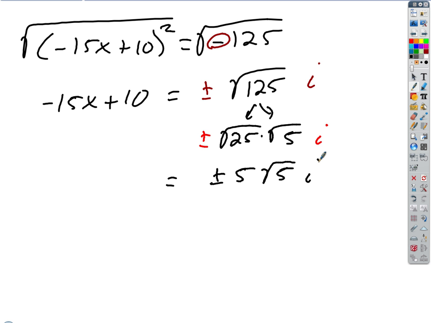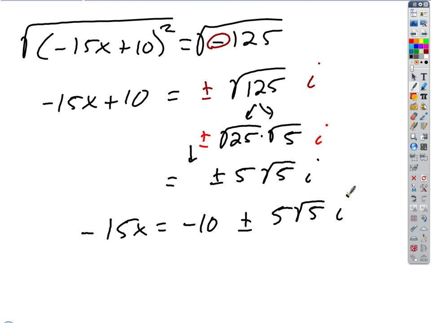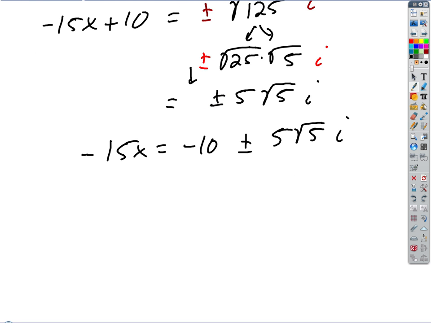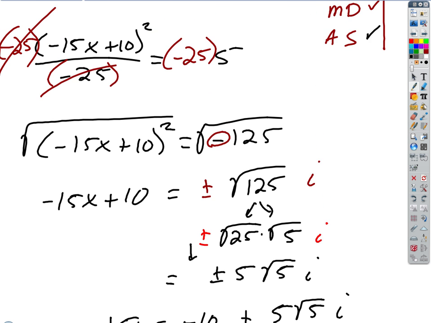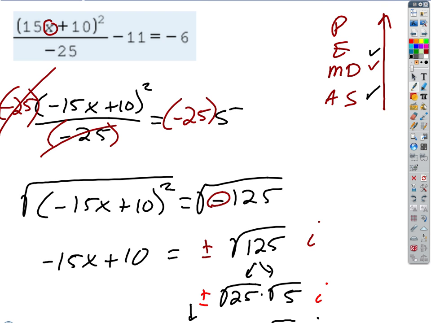Okay, good. We're going to subtract 10 or add negative 10, same thing. And so that goes in front of the plus or minus. And we get negative 15x equals negative 10 plus or minus 5 times the square root of 5i. Last step. Oh, that's not a negative 15, is it? It was never supposed to be a negative 15. That was my mistake. That was just a positive 15. So let's change all those.